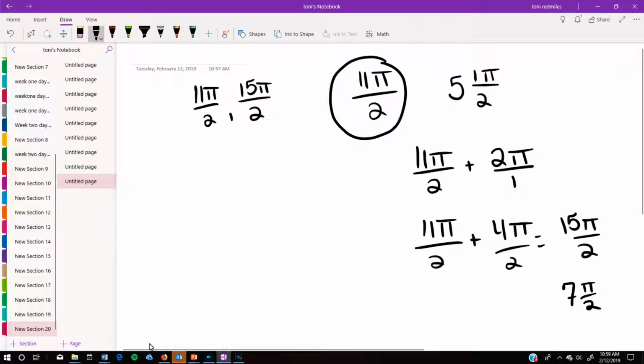But I also know there has to be a smaller positive. So I am going to subtract, and I'm just going to put it in 4 pi over 2, because I know that if I reduce that, that's 2 pi. All right, if I subtract these, 4 away from 11 is going to give me 7 pi over 2. Oh no, that's still bigger, right?